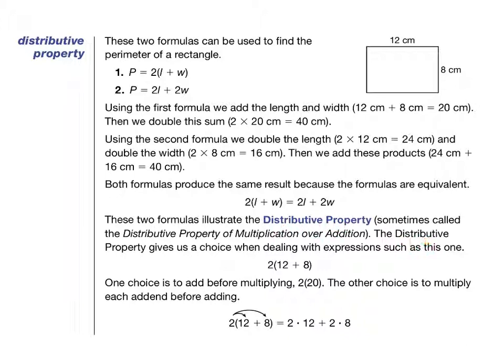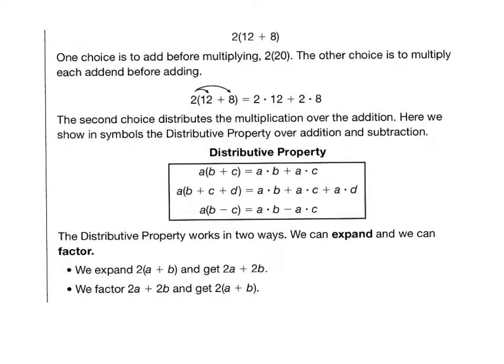The distributive property gives us a choice when dealing with expressions like this. So this is our expression, 2 times 12 plus 8. One choice is we can add before we multiply. We could add 12 and 8 together to get 20. 2 times 20 makes 40. The other choice is to multiply each addend before we add. We could take 2 times 12, take 2 times 8, and then add that together. 2 times 12 is 24, plus 2 times 8 is 16. Add together and you still get 40. So this second choice is the one that illustrates the distributive property.